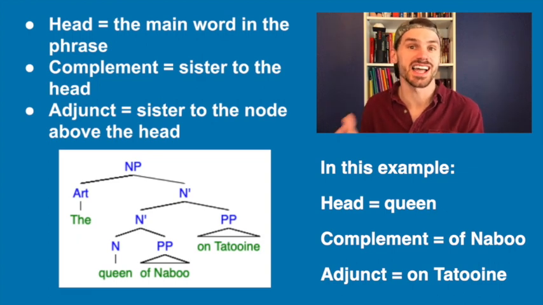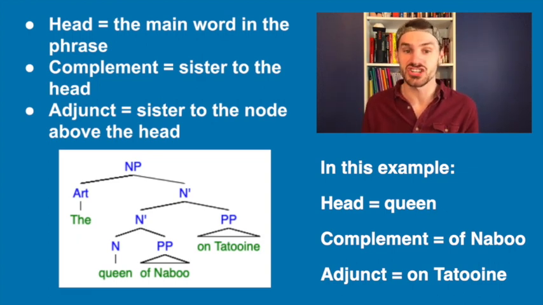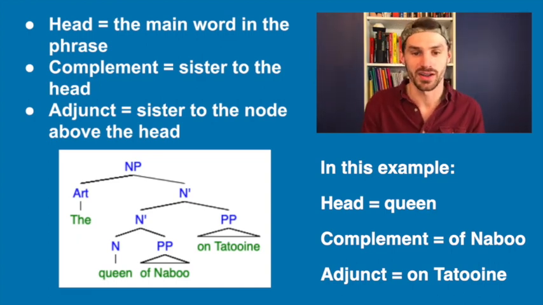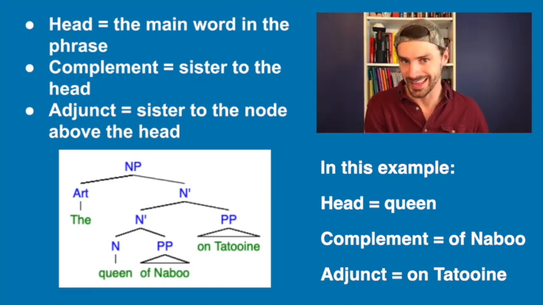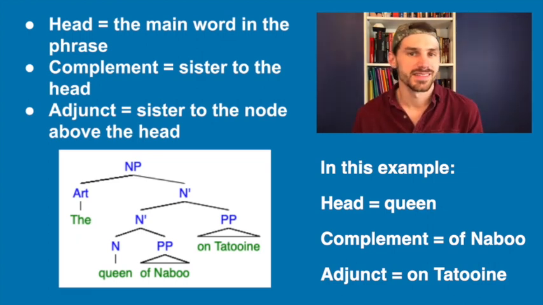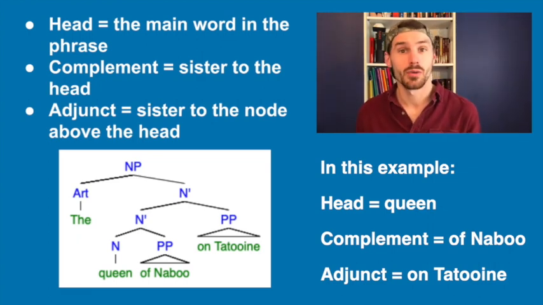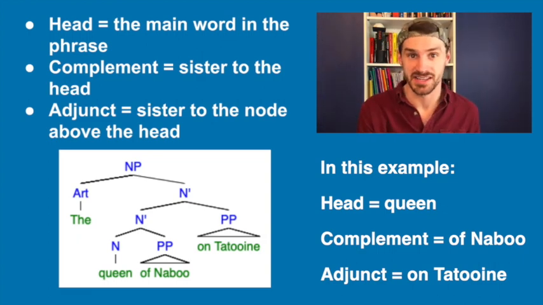And the adjunct on Tatooine, which is just additional information about her, is sister to the N-bar, which covers over the head and the complement. That's because the adjunct modifies the entire N-bar phrase, while the complement just modifies the noun.